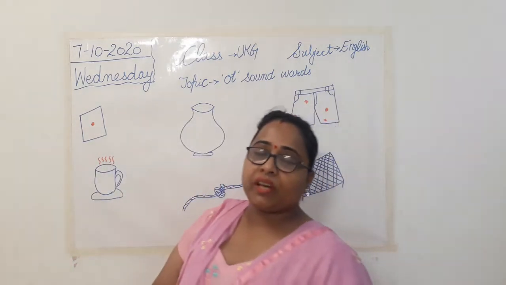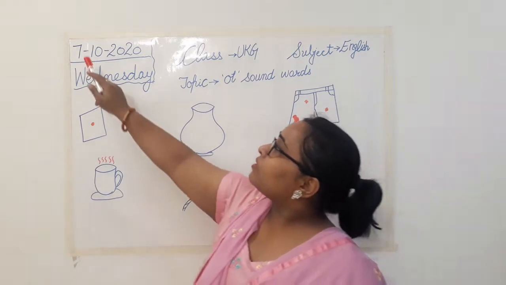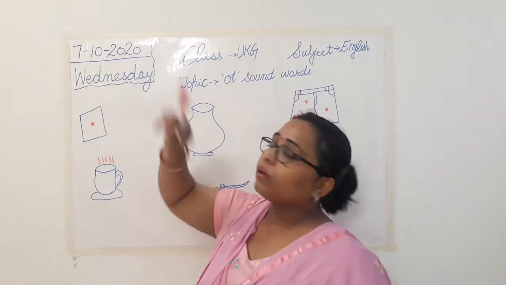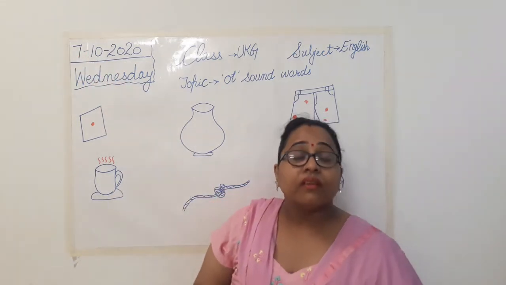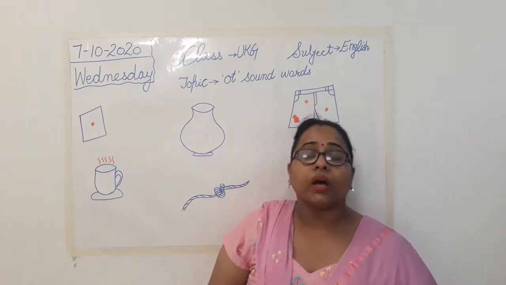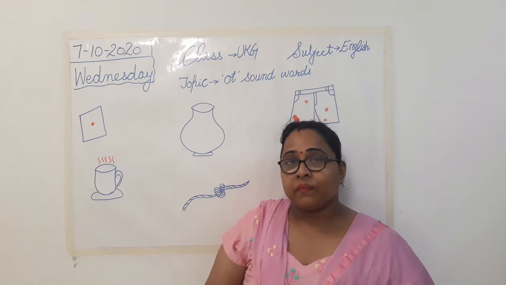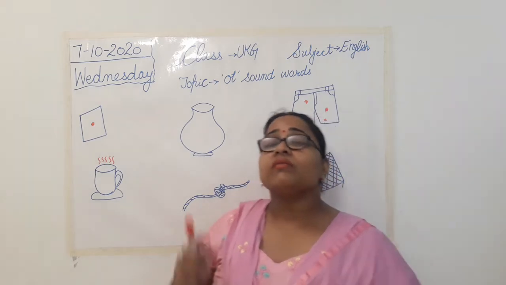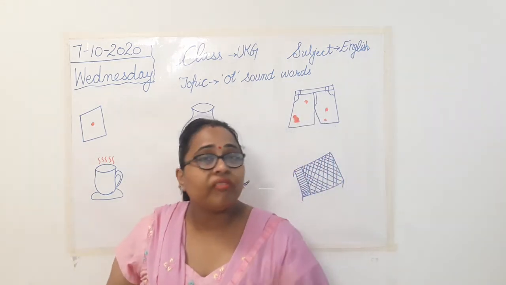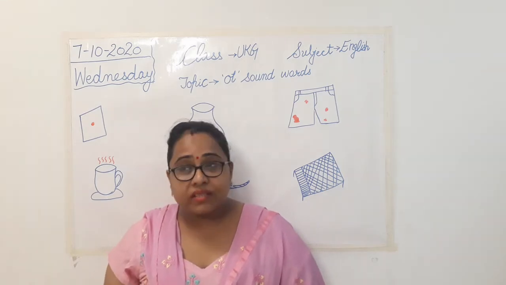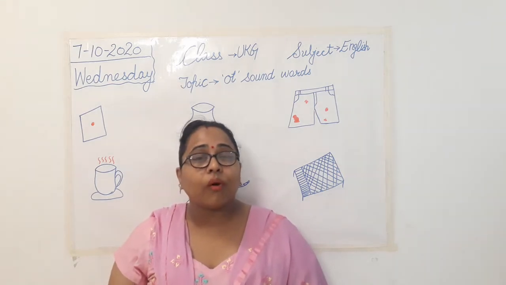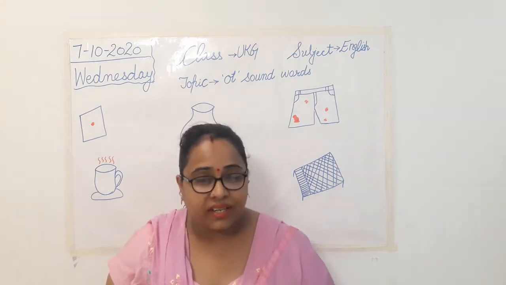It's time to begin with our today's classes. So today is 7th October 2020. What is the date? 7th October 2020. And the day is Wednesday. Many of you are still saying it wrong. It's Wednesday. Is that clear to all of you? What is it? Wednesday. Yes.